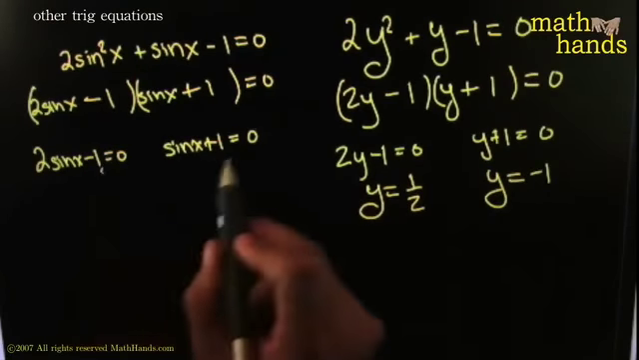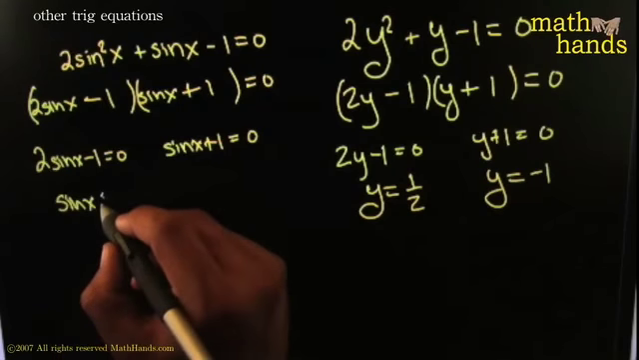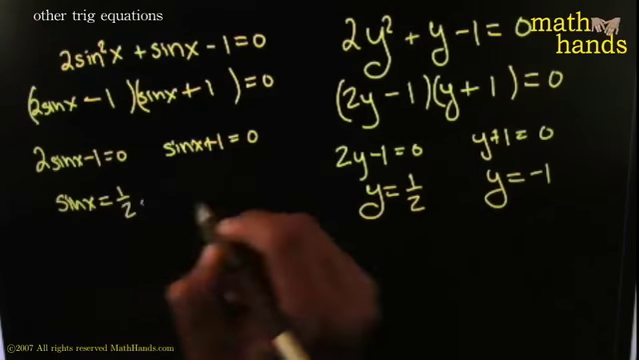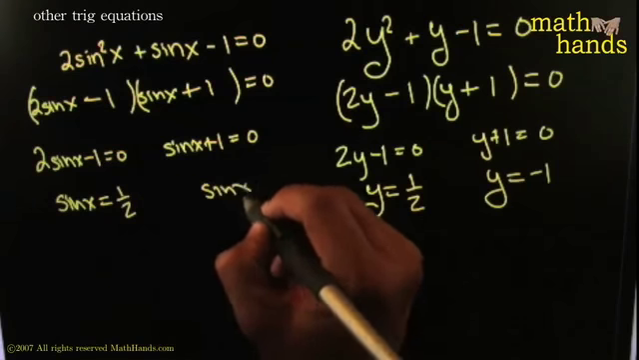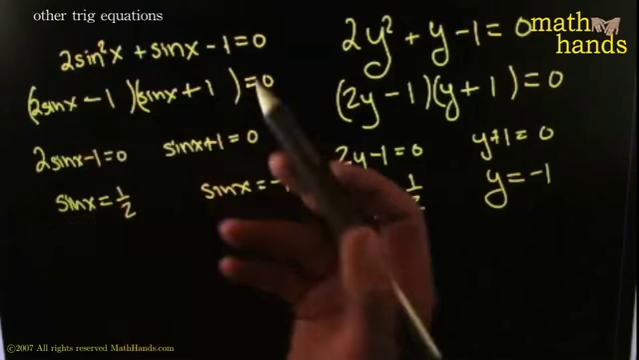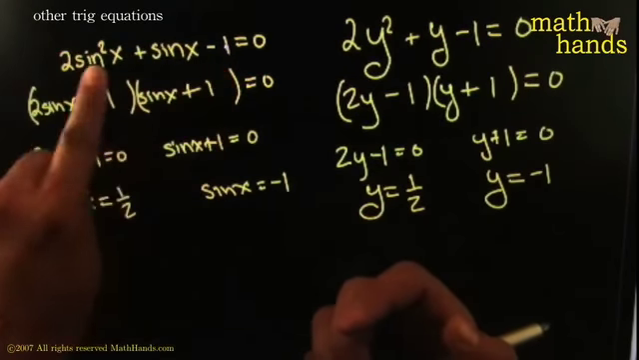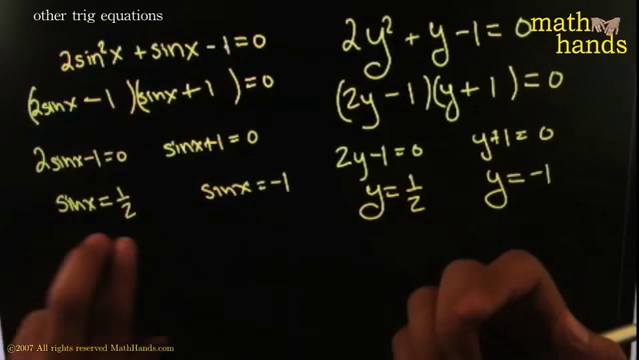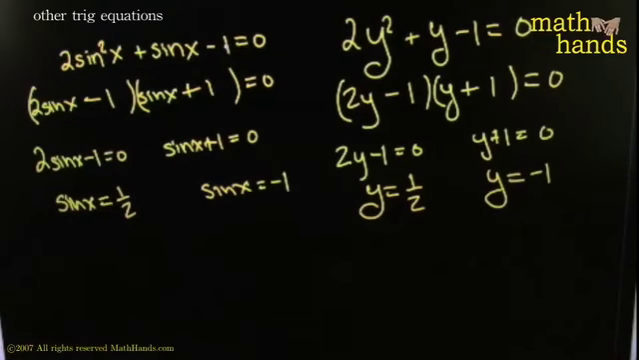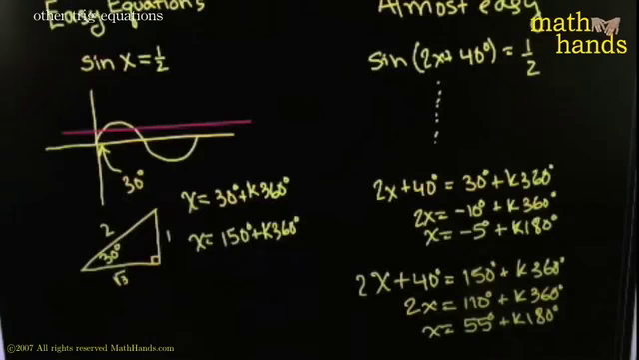Right? And that gives you two little equations. And you solve this one and you get sine x is equal to 1/2, or sine x is equal to -1. And lo and behold, you've turned your big bad monster here, your degree 2 monster, into little easy equations, the type we did in the previous section right here.